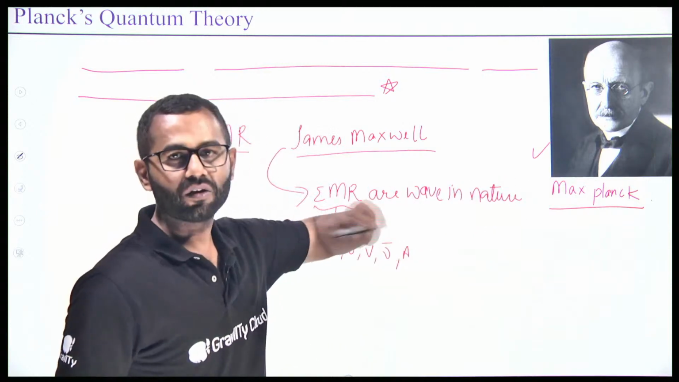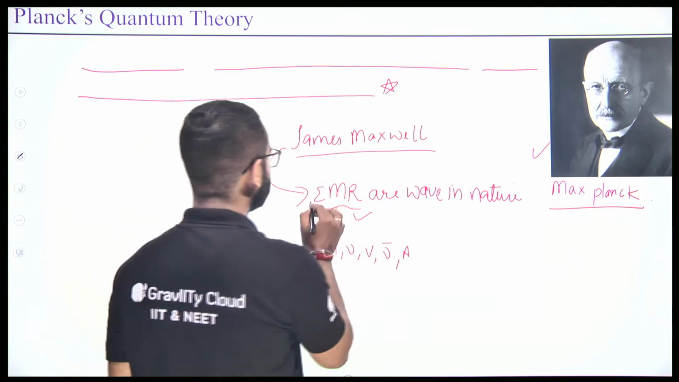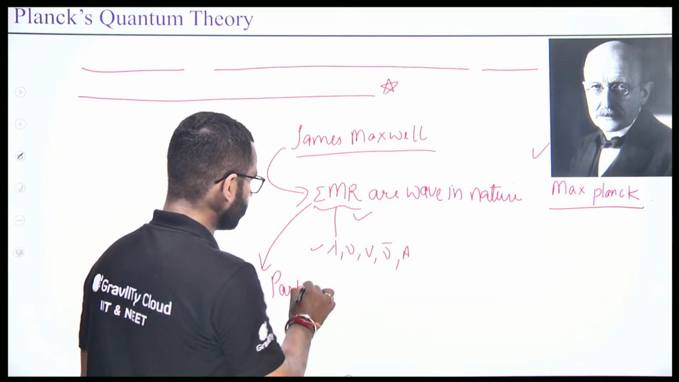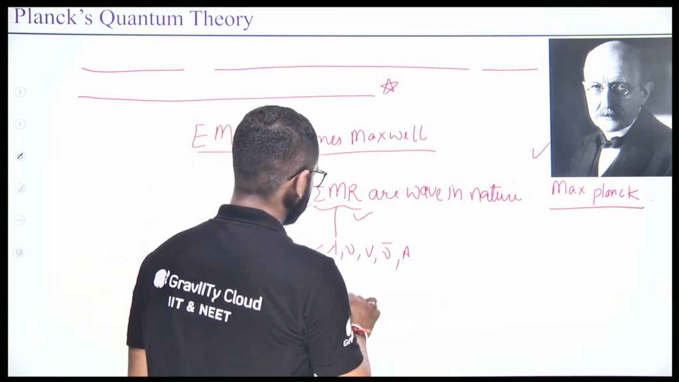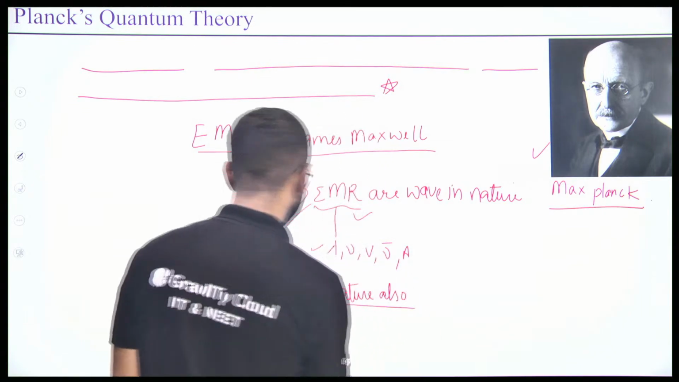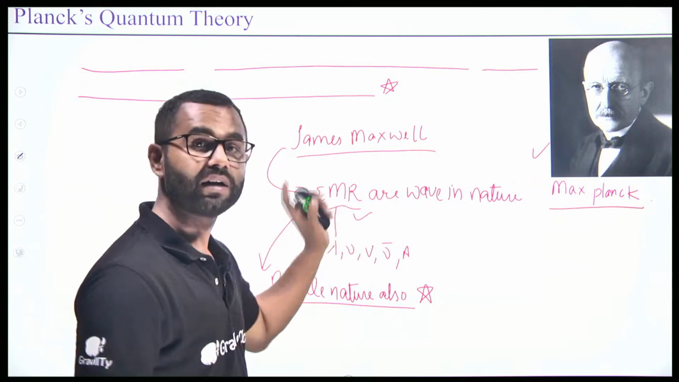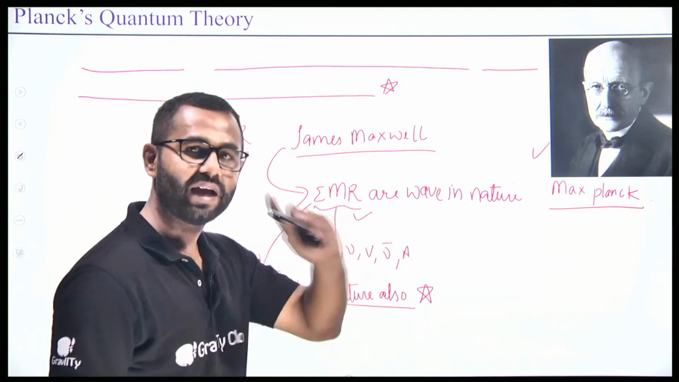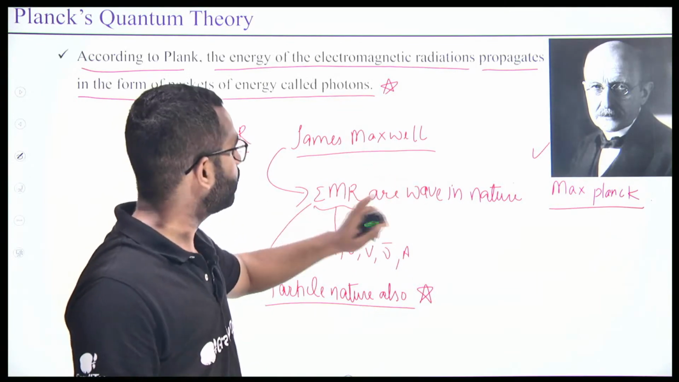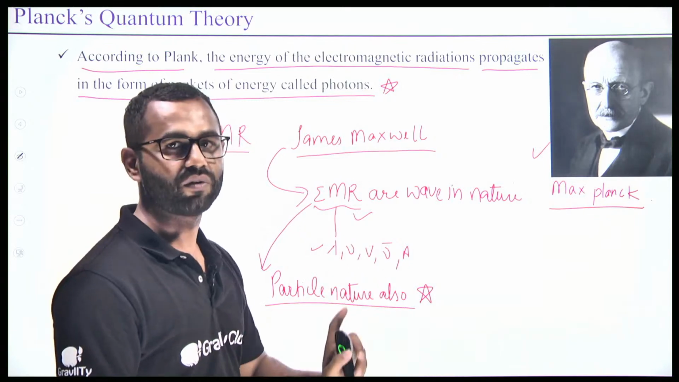Max Planck is the scientist who said that electromagnetic radiations have particle nature also. Now, what is the meaning of particle nature? He said that these waves have particle nature. That you need to understand. Wave nature we have already done. What is the particle nature? That we need to understand.